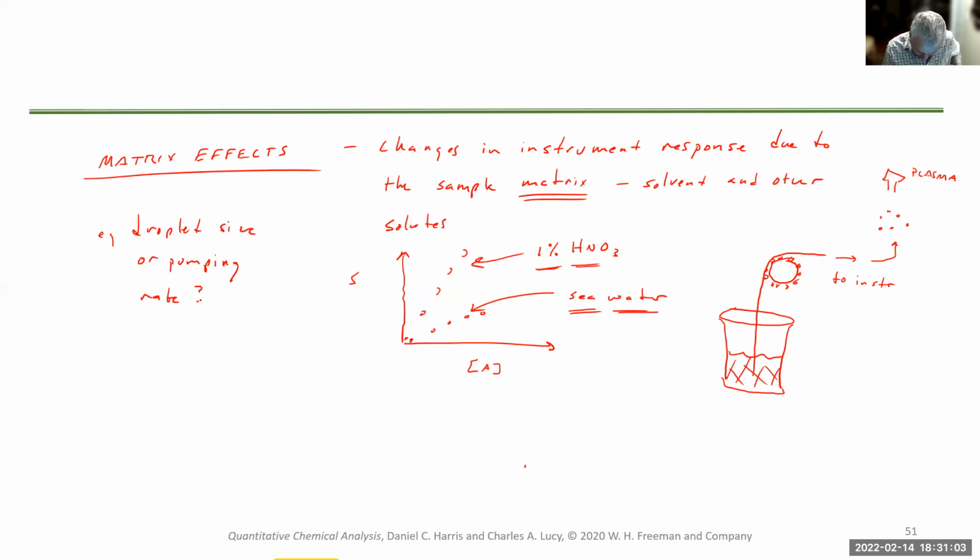that is, you break up your sample into small particles and then pass those particles into a plasma. So in that case, this change between nitric and seawater could have to do with viscosity, or it could have to do with pH, or any number of different factors that all go into the formation of these excited state atoms inside the plasma, right?